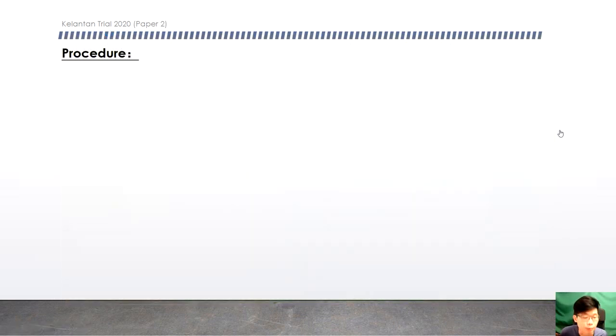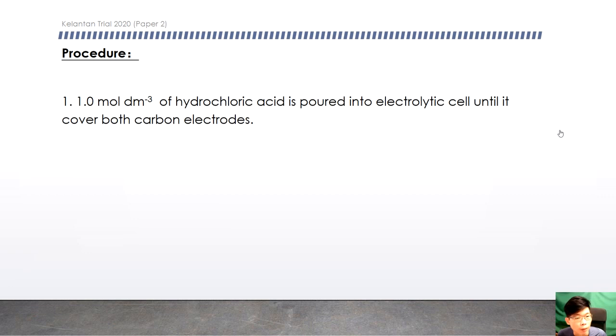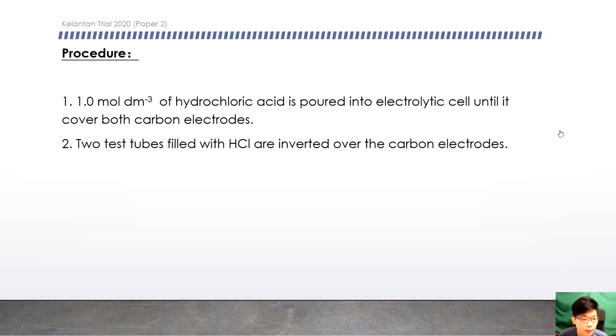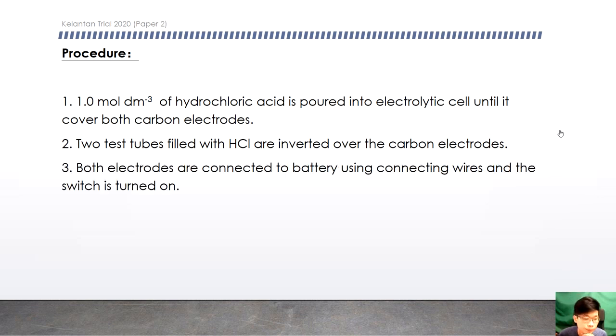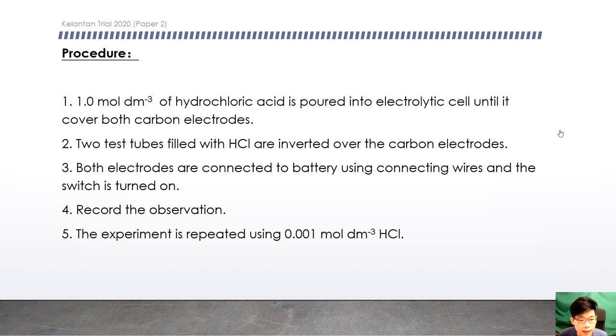First, we have to mention the procedure, and it needs to be mentioned in detail. Number one, 1 mole per cubic decimeter of hydrochloric acid is poured into the electrolytic cell until it covers both carbon electrodes. Then 2 test tubes filled with hydrochloric acid are inverted over the carbon electrodes. Then both electrodes are connected to a battery using connecting wires, and the switch is turned on. Then record the observation. Then the experiment is repeated using 0.001 mole per cubic decimeter hydrochloric acid. For the procedure, there are 5 marks.